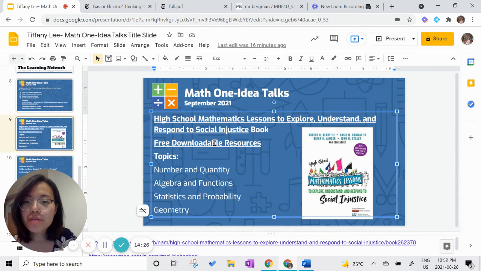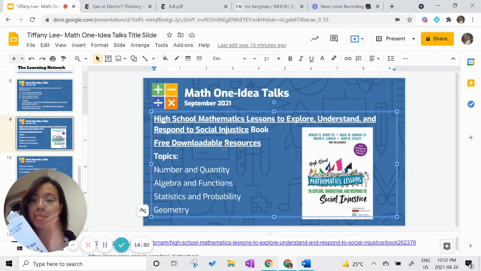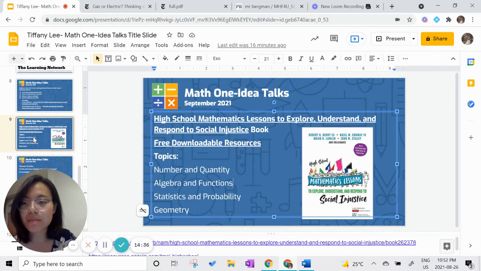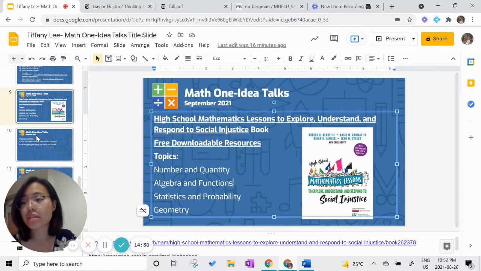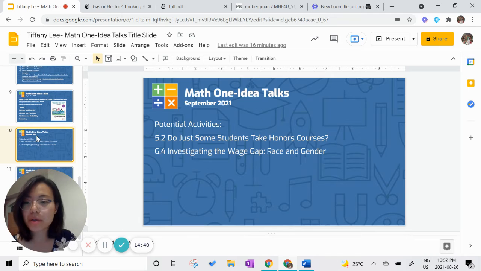I'm going to show you the free downloadable resources, but once again, the book does go into a bit more detail in helping you and guiding you on how to deliver these specific lessons. Now, I just recently purchased this book. I'm still going through it, and this upcoming year, these are some potential activities that I saw in the book that I would like to use.